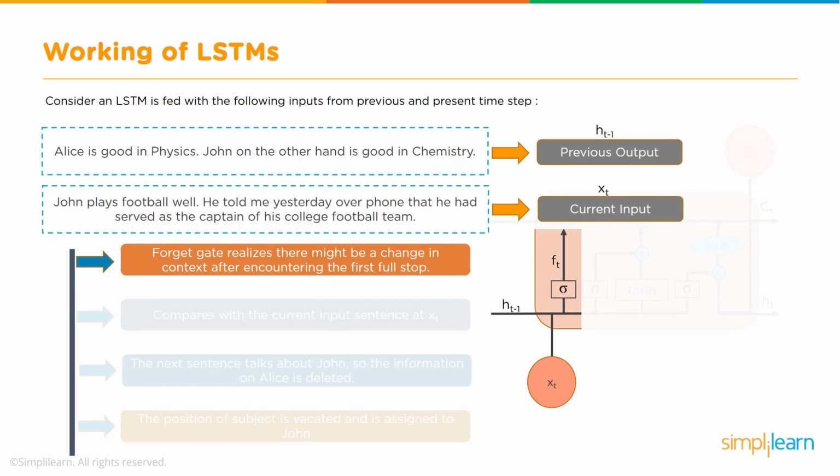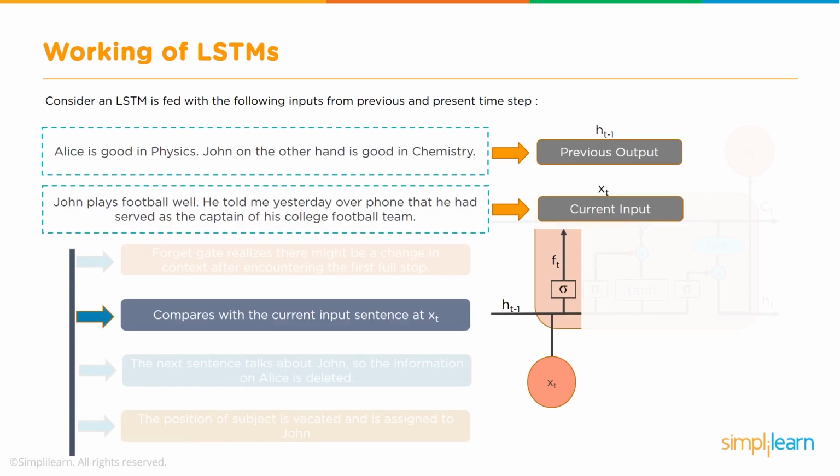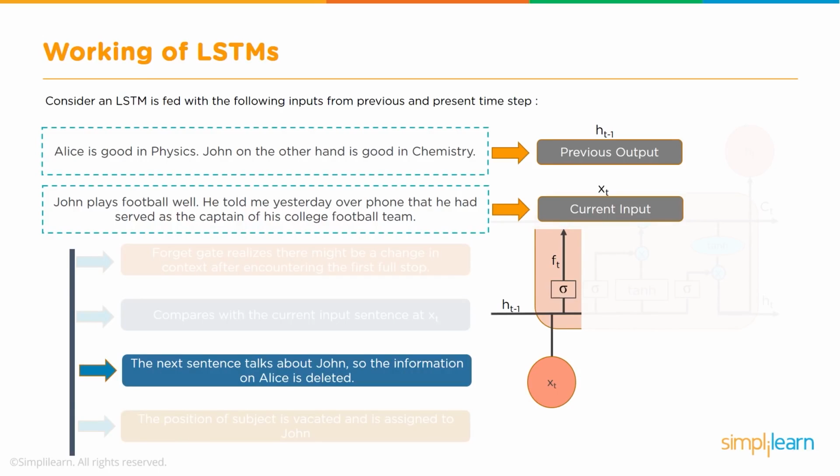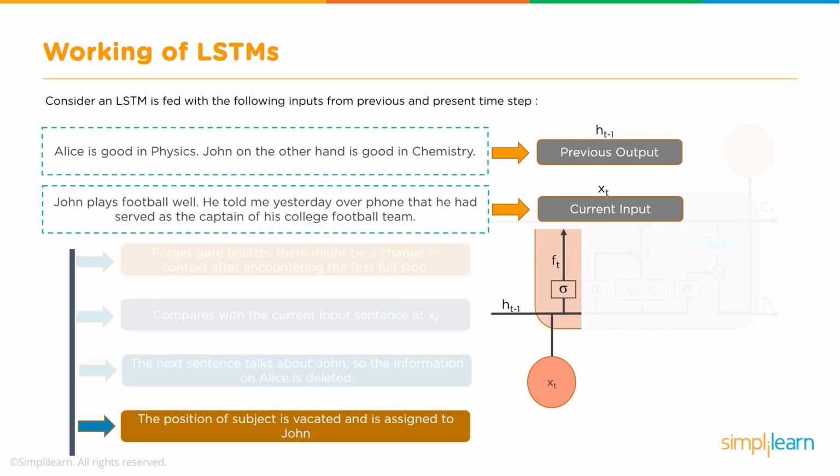So as we look at this, the first step is the forget gate realizes there might be a change in context after encountering the first full stop. It compares with the current input sentence of x at t. So we're looking at that full stop and then comparing it with the input of the new sentence. The next sentence talks about John, so the information on Alice is deleted. Okay, that's important to know. So we have this input coming in, and if we're going to continue on with John, then that's going to be the primary information we're looking at. The position of the subject is vacated and is assigned to John. And so in this one, we've weeded out a whole bunch of information, and we're only passing information on John, since that's now the new topic.